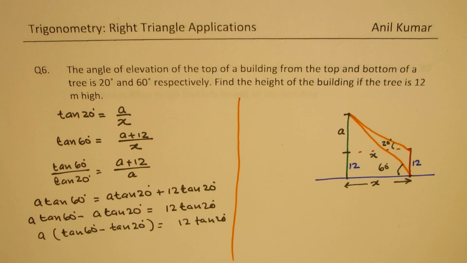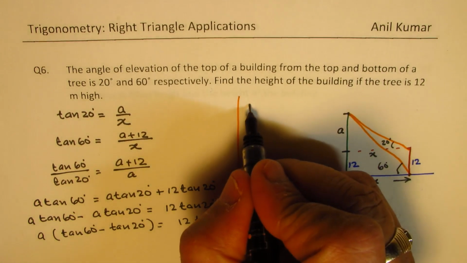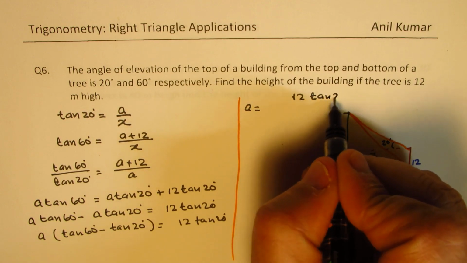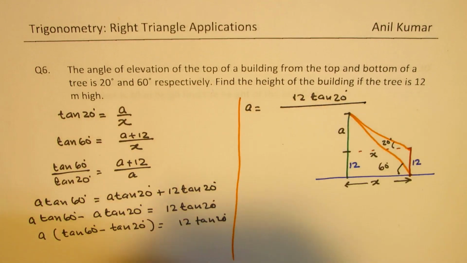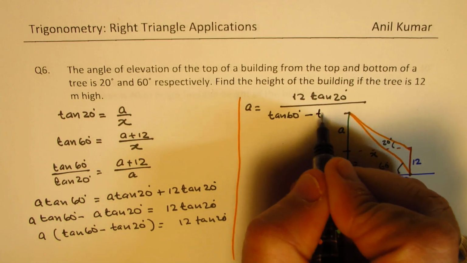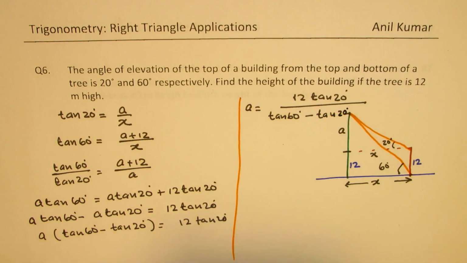We can actually use this kind of relation, and many times in multiple choice questions, you may just be given angles x and y, and we may have to find the relation, right? So from here, we can say what a is. So a is equal to 12 tan 20 degrees divided by tan of 60 degrees minus tan of 20 degrees, correct? So let's calculate this value.